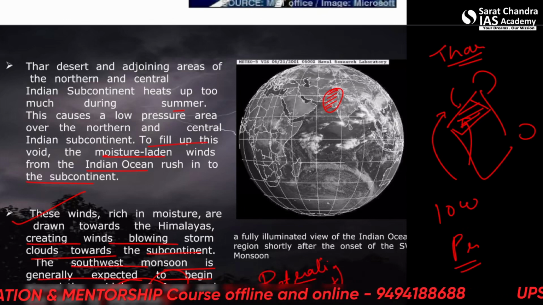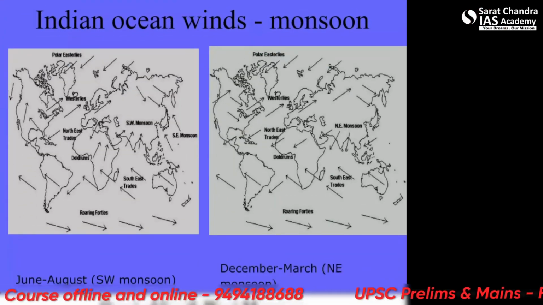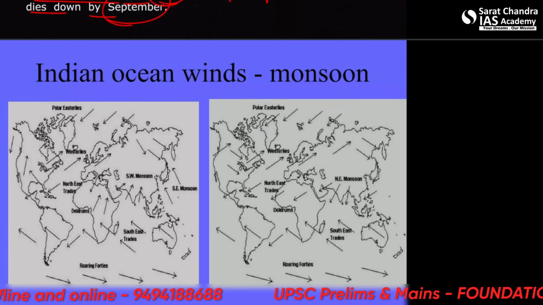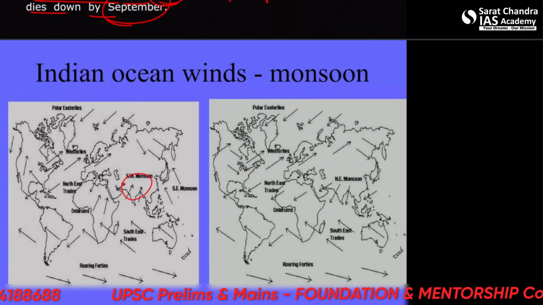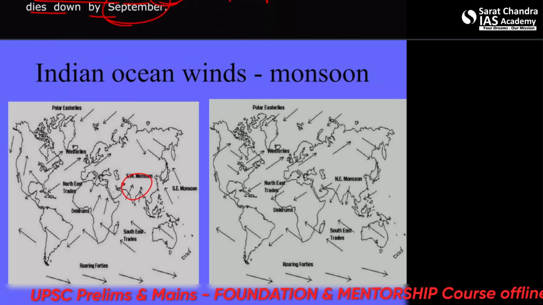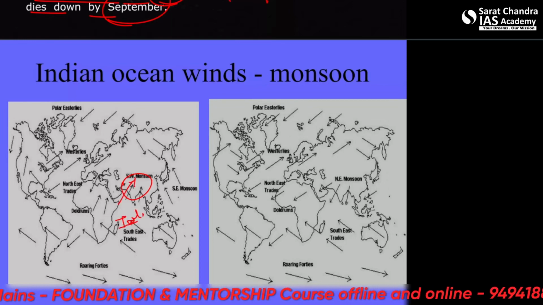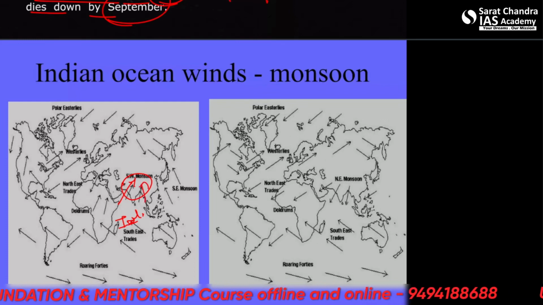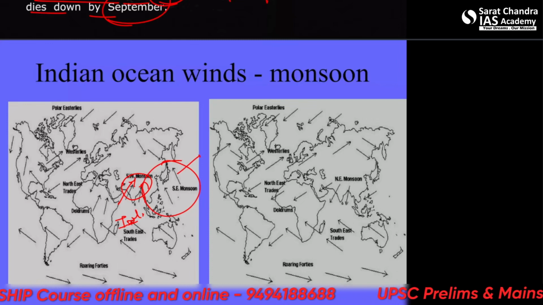So the retreating monsoon still will rain in some parts of central India. This is Indian Ocean winds during the monsoon. Here we can see this is India. Alright, so this is the Indian Ocean, and this is the Arabian branch, and this is the Bay of Bengal branch. Alright, this is the southeast monsoon, which will play a part later on.